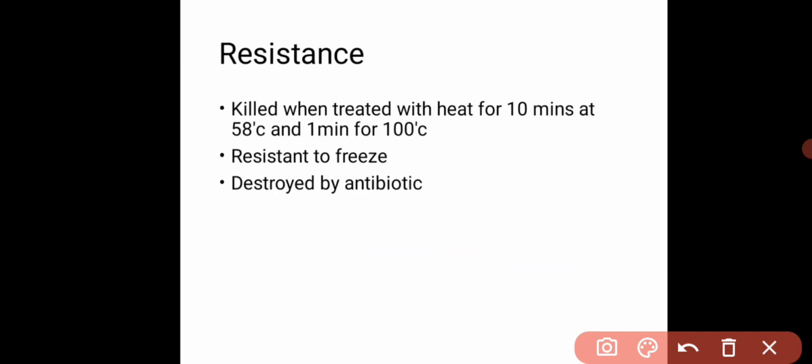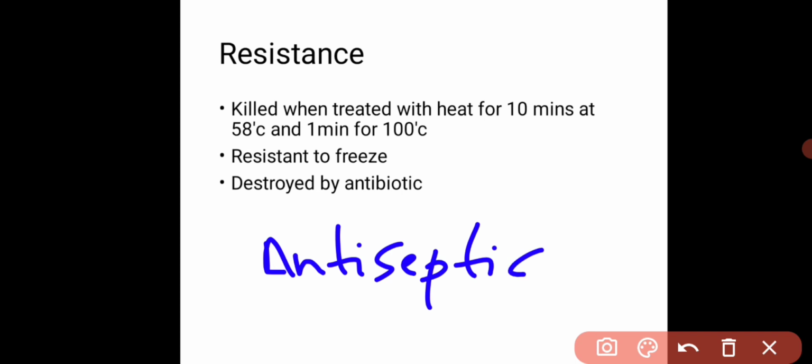So, resistance: they are killed by heat treatment for 10 minutes at 58 degrees Celsius, and 1 minute at 100 degrees Celsius. They are resistant to freezing, meaning they won't die when you freeze the organism, and are destroyed by antibiotics and also antiseptics. If you give antibiotics and antiseptics, the organism will die. Antibiotics like penicillin, tetracycline, ciprofloxacin, etc.